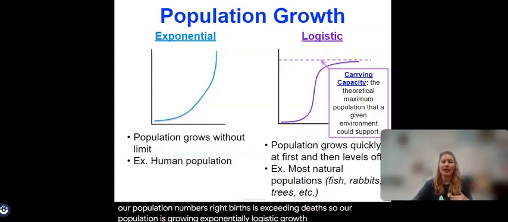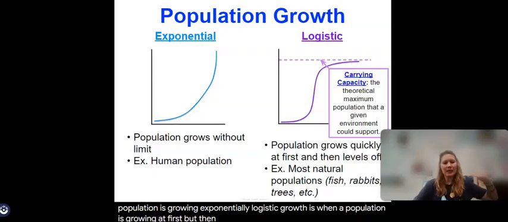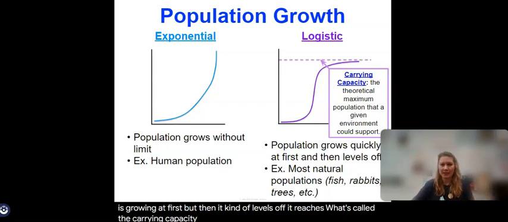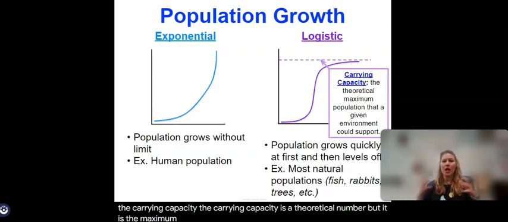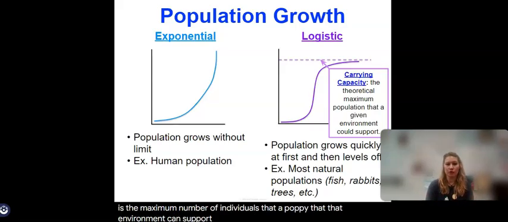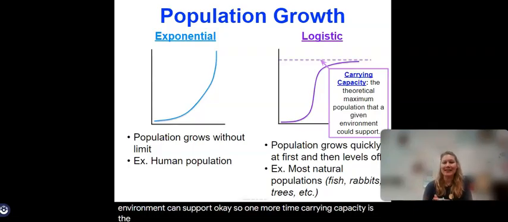Logistic growth is when a population is growing at first, but then it kind of levels off. It reaches what's called the carrying capacity. The carrying capacity is a theoretical number, but it is the maximum number of individuals that an environment can support. Okay, so one more time, carrying capacity is the maximum population that the environment could support.